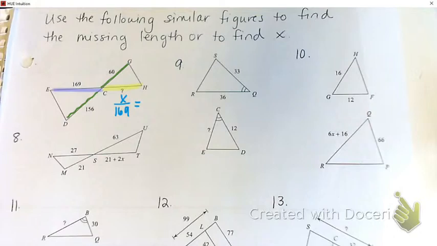So since I started with the X on this triangle, I have to start with a side on that triangle again. So which side am I going to start with? The 60. And then I'm going to divide it by the side it corresponds to in the other triangle, which is 156. Questions about how I set that up? All right, now you just solve it. So you cross multiply, and then you solve for X.